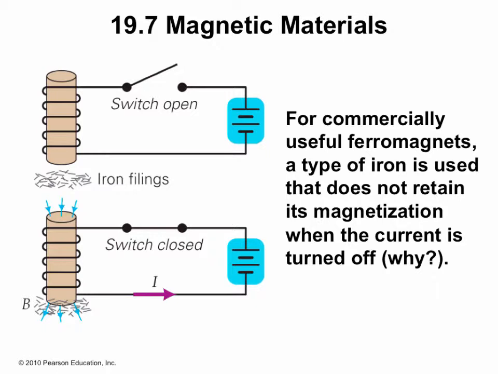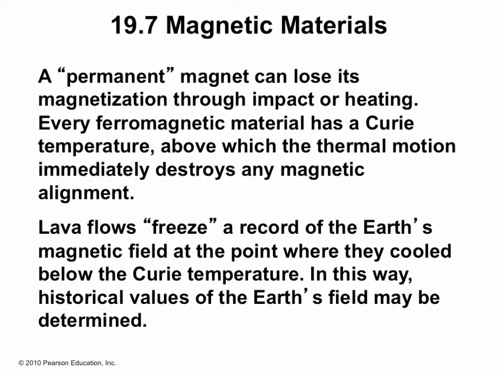Basically what it boils down to is whether or not those domains stay aligned. If they stay aligned while the circuit's on, then that increases the strength of the magnetic field. But once you remove the current, some materials will just go back and the domains won't stay aligned. So a permanent magnet can lose its magnetization through impact or heating.